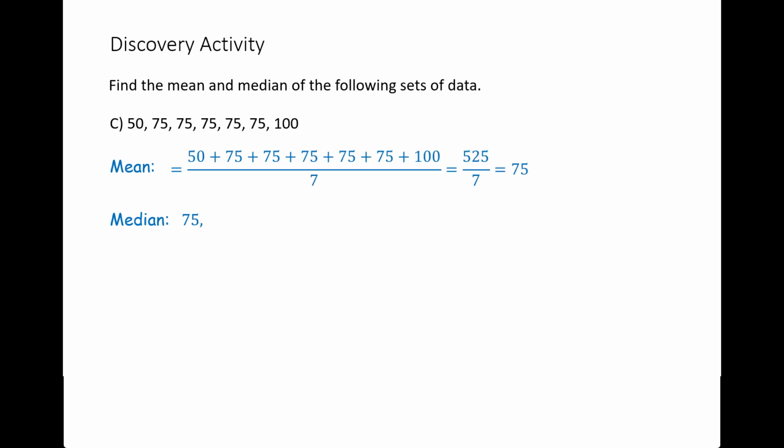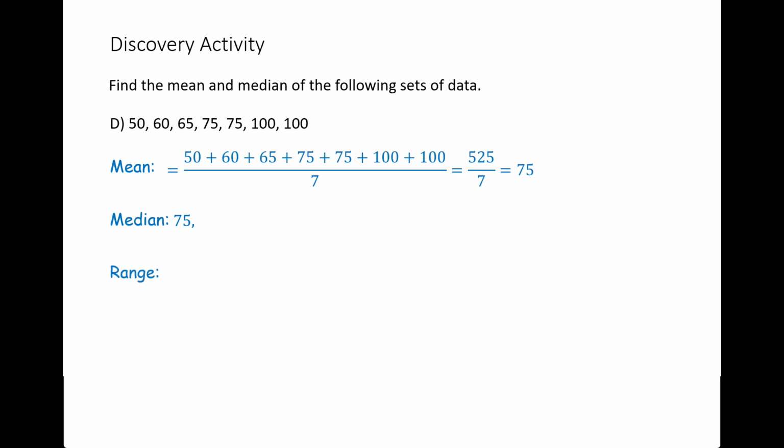Part C, we need to find the range. The range is the difference between the highest and the lowest value. And so again, we have 100 minus 50. The range is 50. Part D, we need the range. The range is the difference between the largest value and the lowest value. So in this instance, we'd still have 100 minus 50, which is 50.